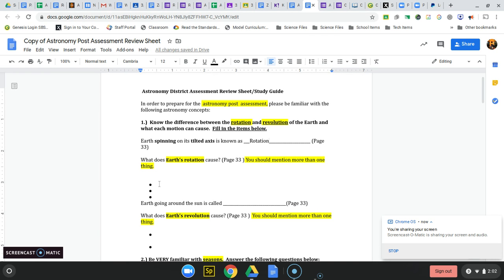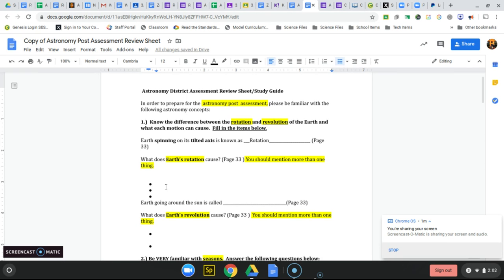As we move down, it says, what does Earth's rotation cause? You should mention more than one thing. Well, I think the important ones are definitely day and night. And sorry if I have some typo issues here, but I'm trying to move quickly as well. The sun appearing is the key word, to rise and set each day.